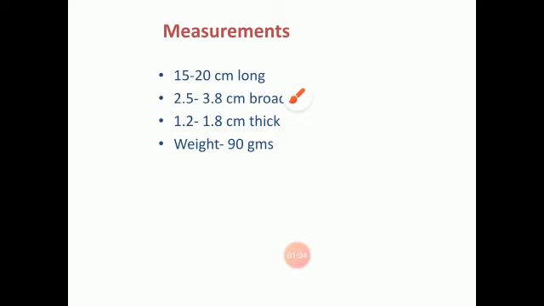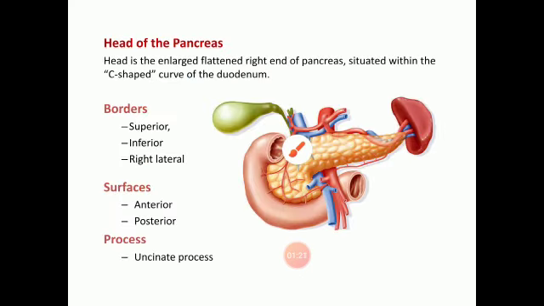So these are the measurements of the pancreas. It is about 15 to 20 centimeters long. It is about 2.5 to 3.8 centimeters in breadth. It is 1.2 to 1.8 centimeters thick and weighs about 90 grams.